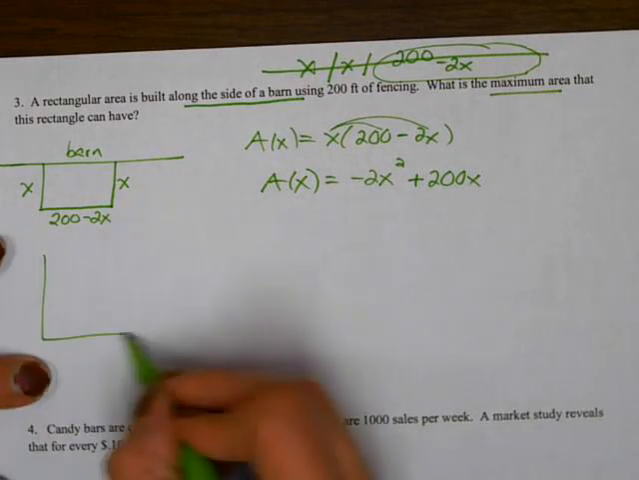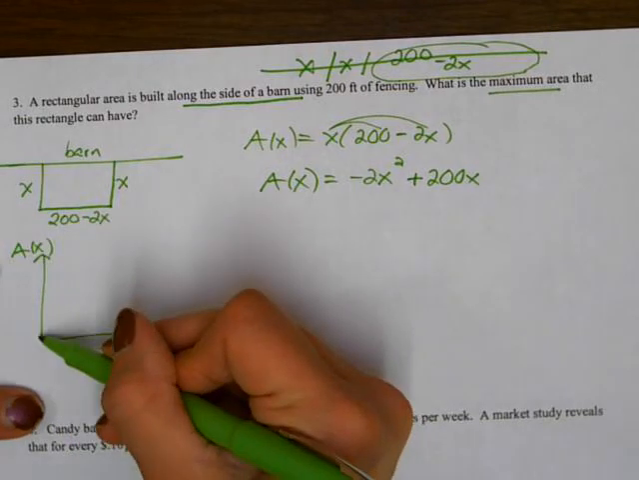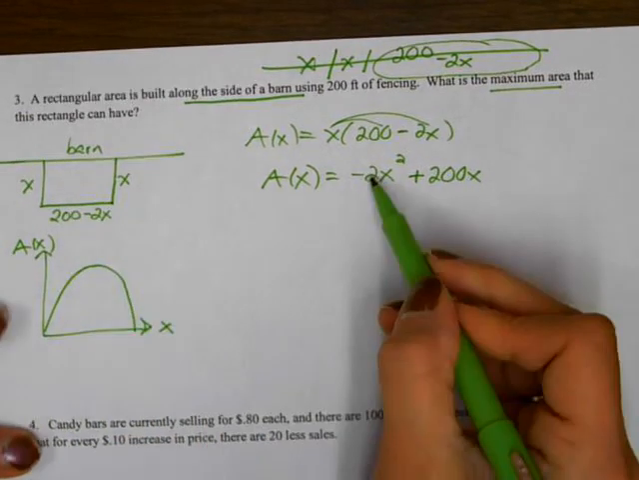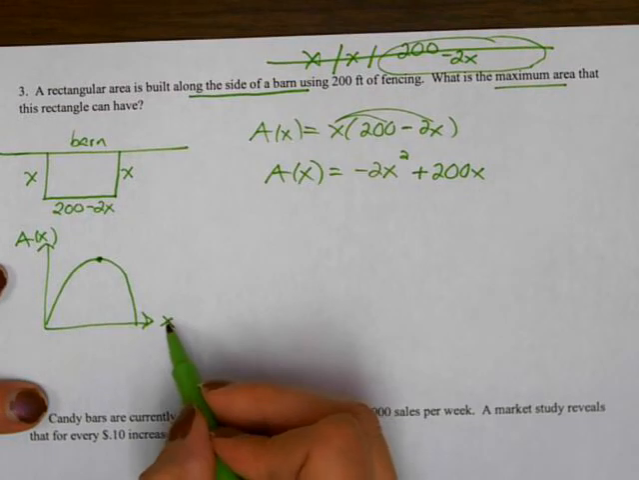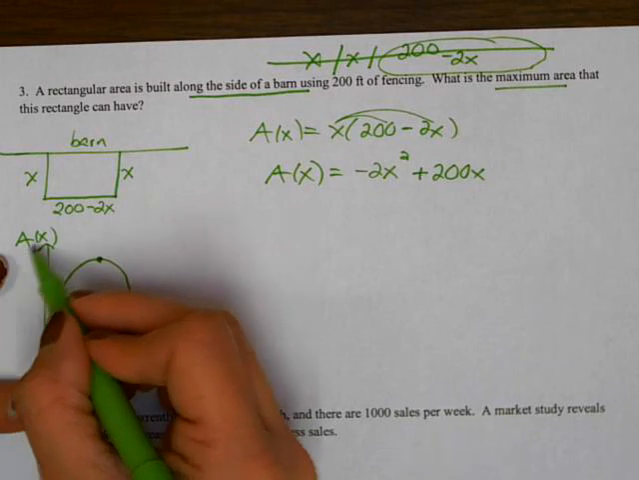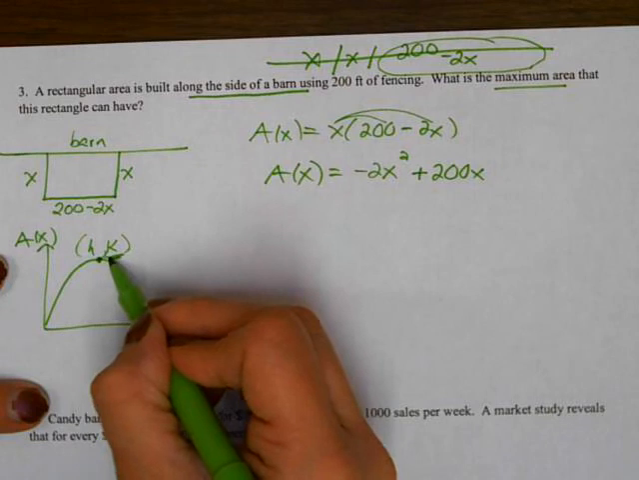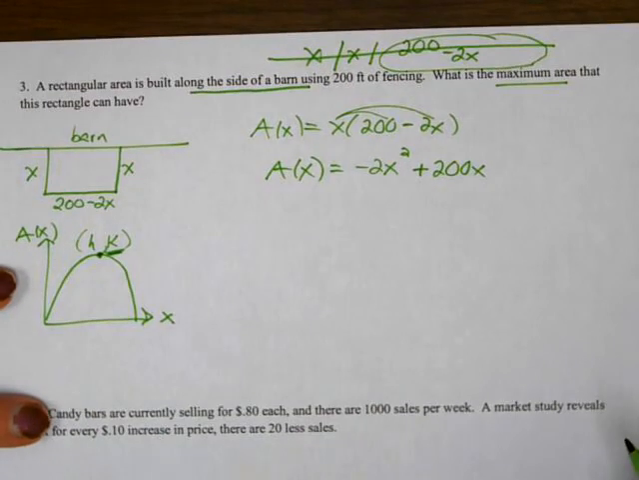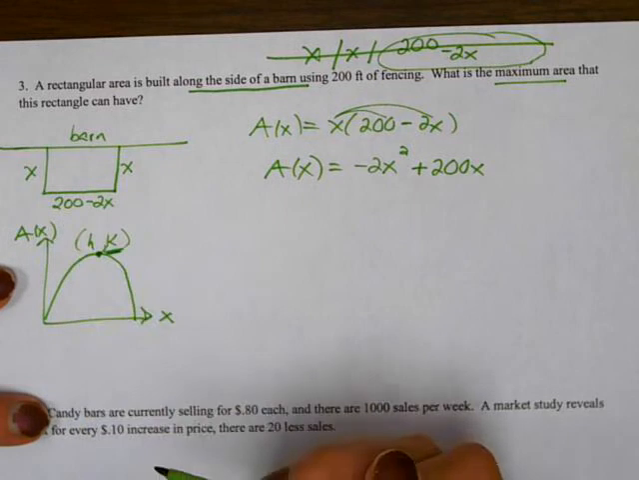I know that if I graphed this, this would be x, this would be A of x. I know that the parabola would be opening down. And when it says maximum area, is that my x value or my y value? That's the y value, okay? So should I do an h or a k? I need to do a k calculation for area. If it said dimensions, I would do the h.